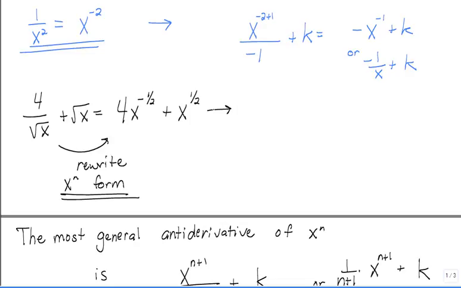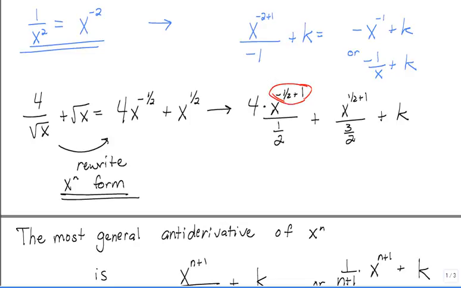So now I can use the formula where I leave the constant alone, I add 1. When I add 1, negative half plus 1 is a half, and I divide by that same number. And on the next one, I add 1. That's 3 halves, so I divide by 3 halves. So remember, when you do the antiderivative, this exponent and the denominator are going to be the same. This exponent and the denominator are going to be the same.